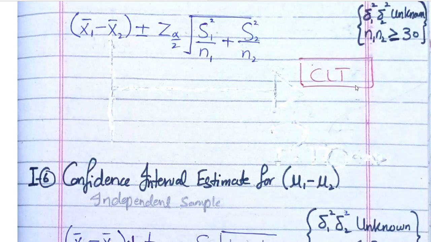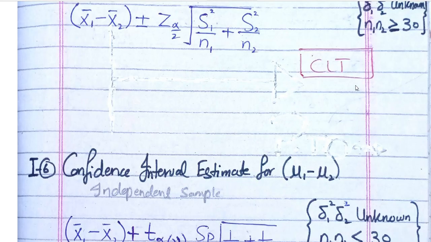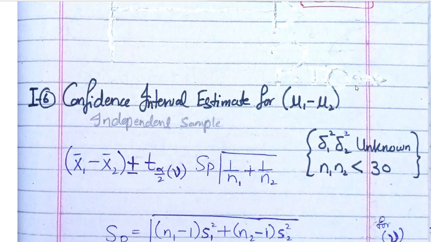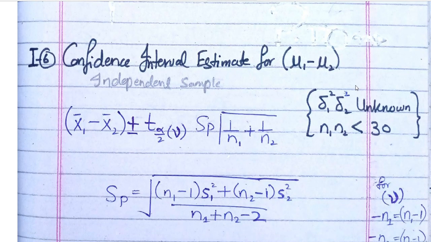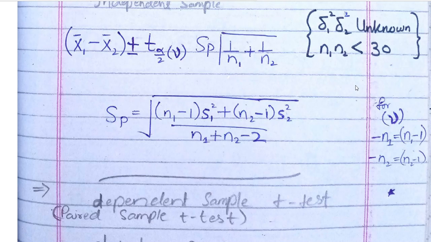Now the third one is when both sigmas are unknown and sample sizes are small. In that regard, the formula will be x1 bar minus x2 bar plus minus t alpha by 2, nu, times sp under the root of 1 over n1 plus 1 over n2. What is sp? Sp is the pooled estimator. Its formula is the square root of n1 minus 1 times s1 square plus n2 minus 1 times s2 square, divided by n1 plus n2 minus 2, where the degrees of freedom will be n1 plus n2 minus 2.